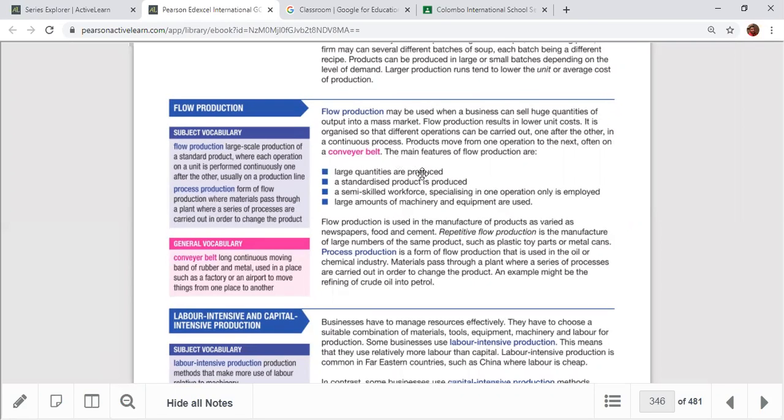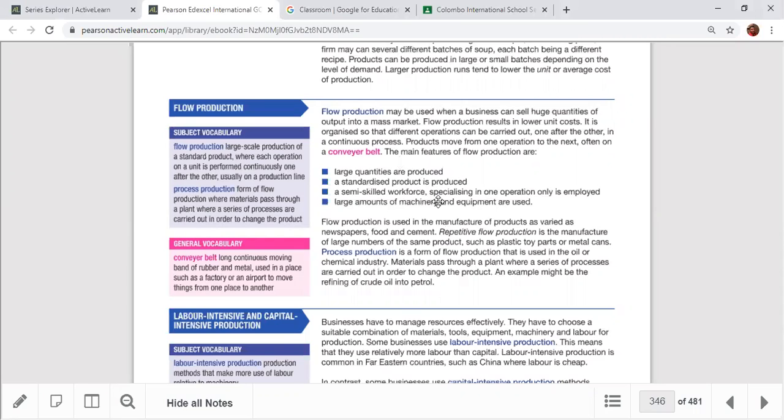It is organized so that the different operations can be carried out one after the other in a continuous process. Products move from one operation to the next, often on a conveyor belt. They work at great speed, like the Coca-Cola company, using the same items again and again in the production operation. You can see vehicle manufacturers like Toyota, Coca-Cola, and sometimes ice cream manufacturers using this conveyor belt system. The main feature of flow production is that large quantities are produced.